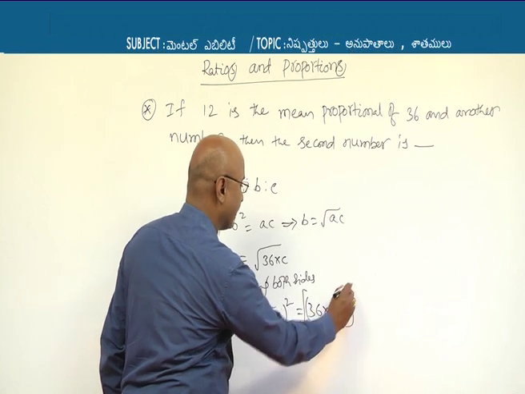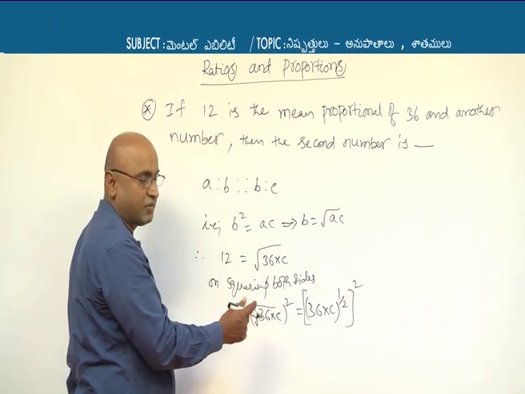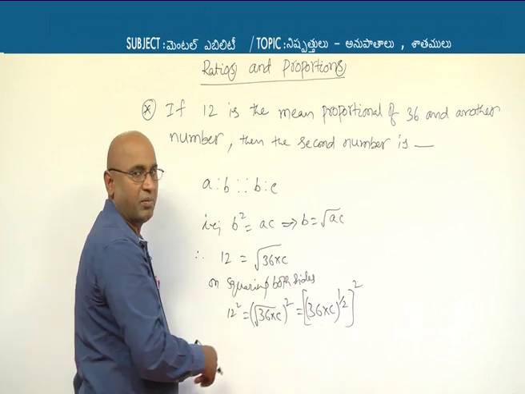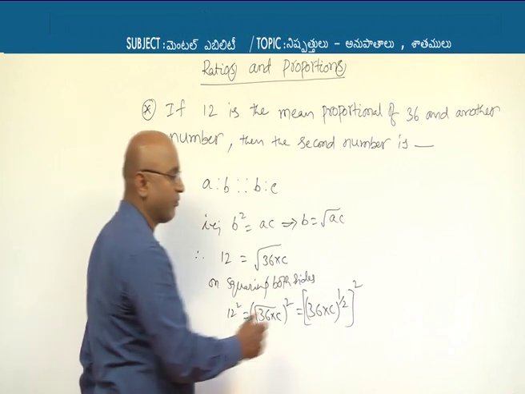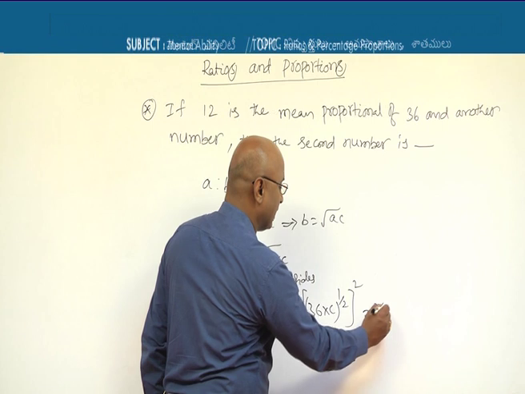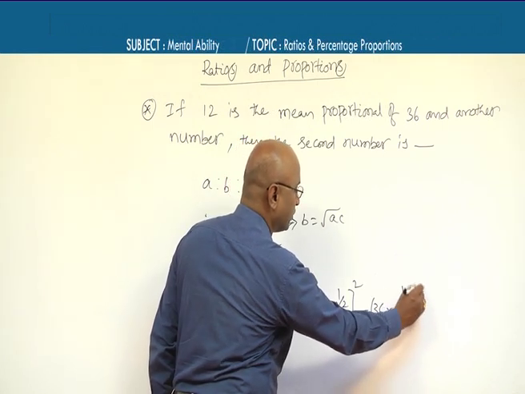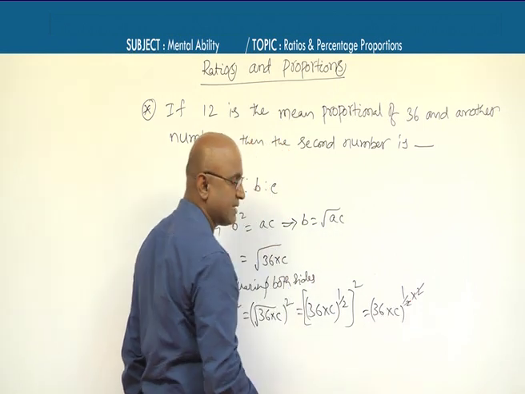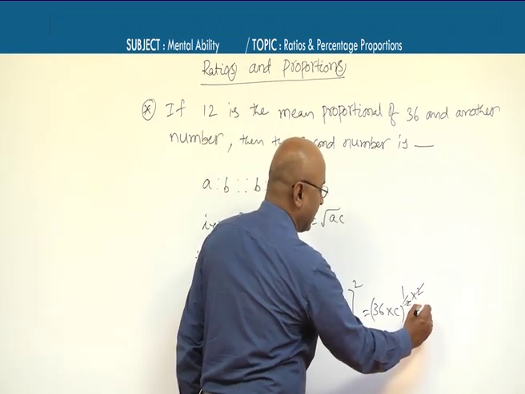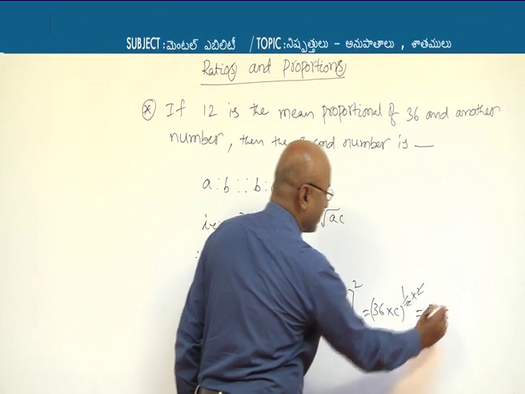And it is whole square. In the previous problem, what we saw is that A to the power of m whole to the power of n is equal to A to the power of mn. That is equal to 36 into C whole to the power of 1 by 2 into 2, that is 2 will get cancelled, and it will be 36C.